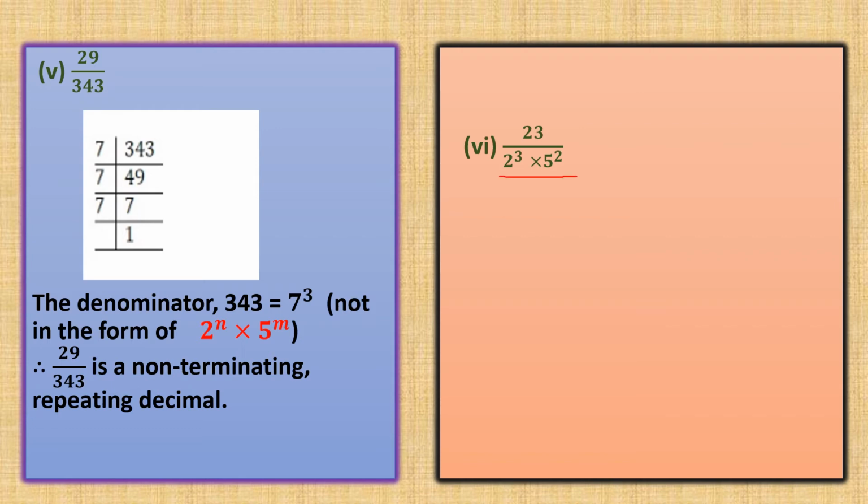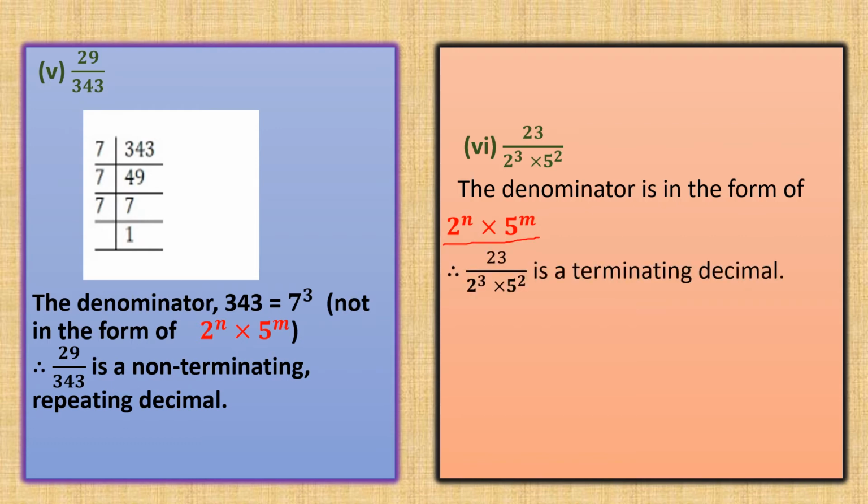Already he gave the denominator in the form of 2 power 3 into 5 power 2. So both 2 and 5 are friends. So they will be staying together. So it is a terminating decimal. Understood? So we can directly write the denominator is in the form of 2 power n into 5 power m, so it is a terminating decimal. Okay, understood children? So let us go to our next problem.